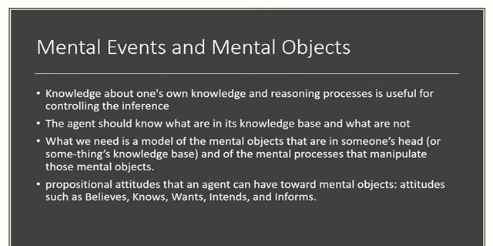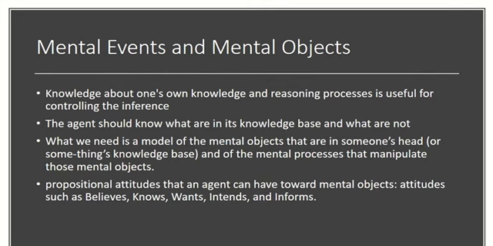The very last topic of this session is mental events and mental objects. This is again a representation of knowledge about the real world. Now, knowledge about one's own knowledge and reasoning process is useful for controlling the inference. Basically, mental events deal with the agent that should know what is available in its knowledge base, what knowledge the agent already has, and what knowledge the agent requires, or doesn't have.